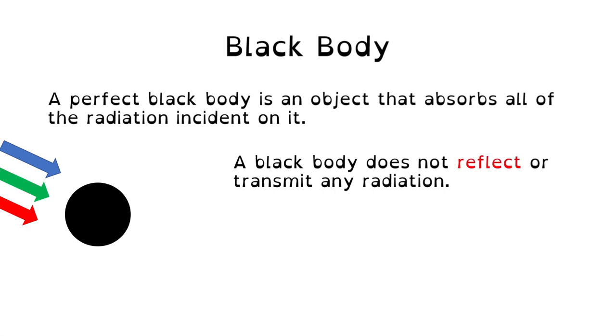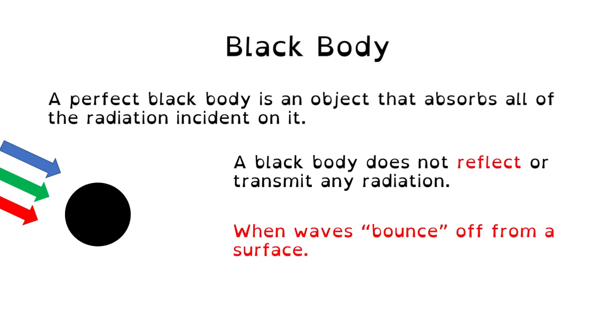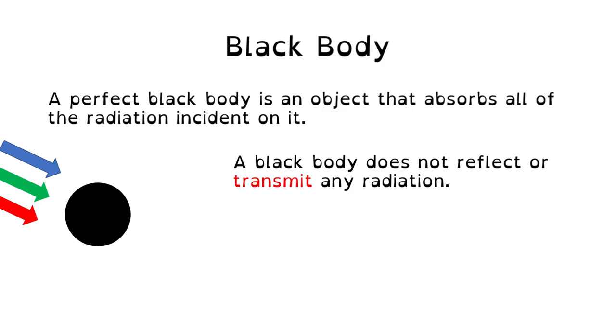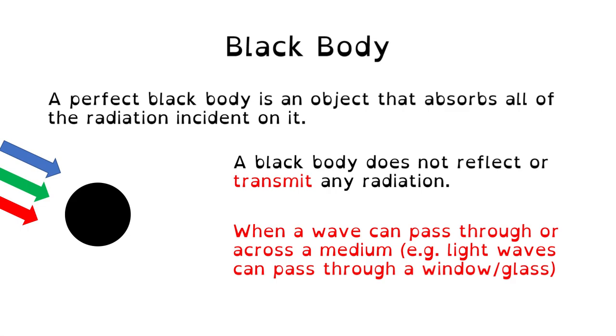But what do we mean by the word reflect? We use the word reflect for something like a mirror, when light comes in and bounces off from the surface. This does not happen in this case. And the black body also does not transmit any radiation. The term transmit can be likened to when light passes through a window. So when a wave can pass through or across a medium, so through the glass, for example, that's when we would use the word transmit, so pass through. And again, in a black body, nothing can pass through.